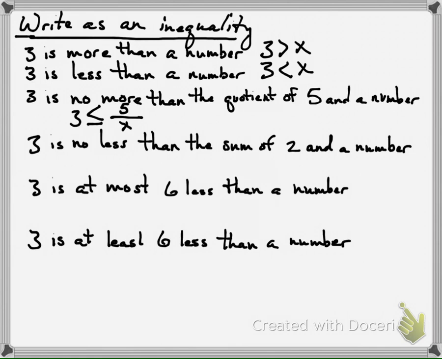So the next one, 3 is no less than. So if no more than is less than or equal to, no less than would be greater than or equal to. Okay, and the sum of 2 and a number. So when it says the sum of, I know I'm going to add some things together. 2 and a number.